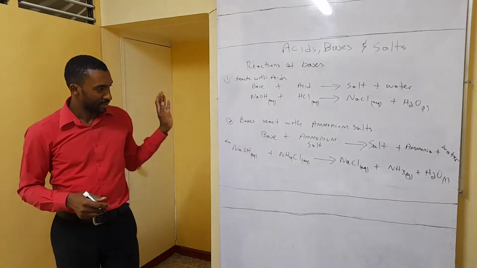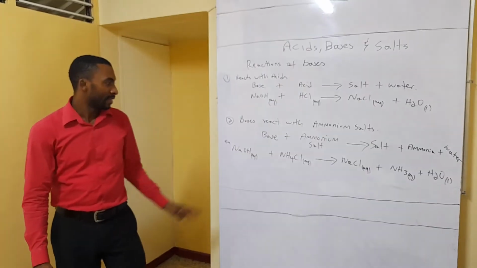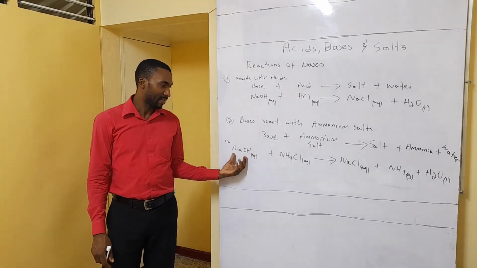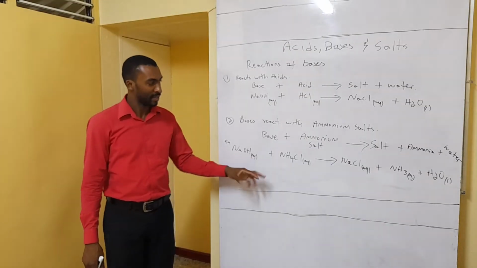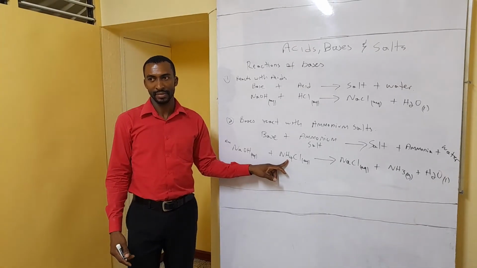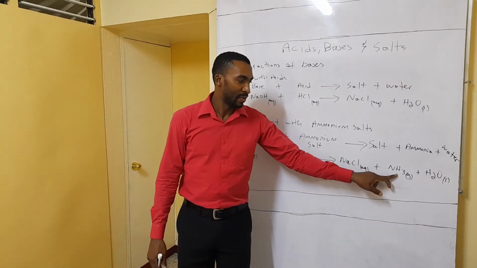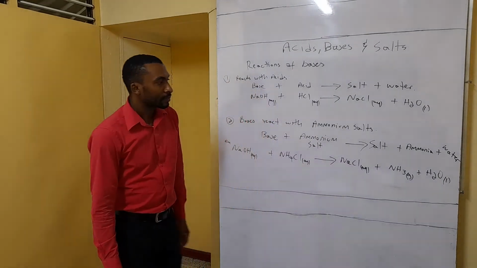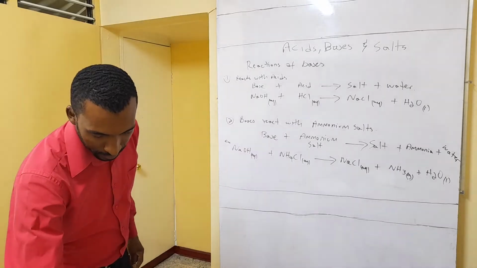Remember, please ensure that you write the correct formula. This is Na plus and OH minus, 1 minus, so the formula for the compound is just NaOH. This is ammonium, so NH4 plus is the cation. This is ammonia gas, so this is a molecule, NH3.